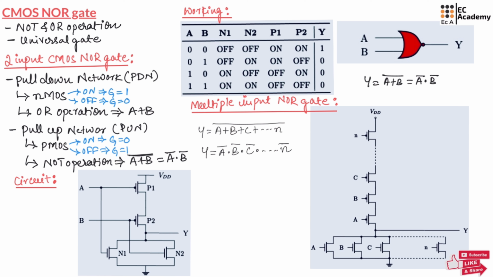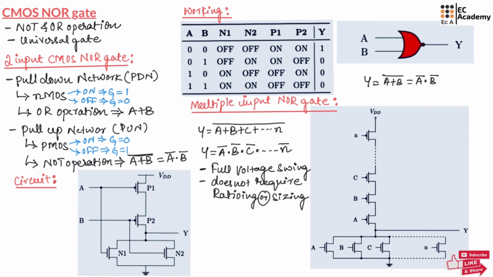The NOR gate using CMOS technology has few advantages. First one is that it will provide full voltage swing. If we say full voltage swing, which means there is a path from VDD towards output as well as ground towards output that will provide the full voltage swing. Second advantage, it does not require ratioing or sizing, which means the size of the transistor does not have any effect on the operation of the logic gate. That's why it does not require ratioing or sizing of the transistor.